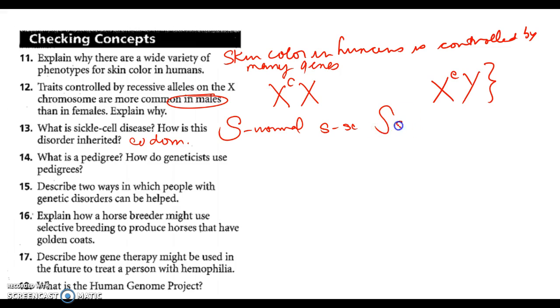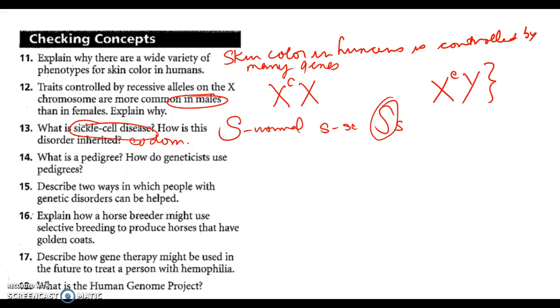If you have a big S, little s, you may still have some abnormal hemoglobin, but because you have normal hemoglobin, you do not show the symptoms. All right? But if you have two recessive alleles, one from each parent, you will have sickle cell disease.